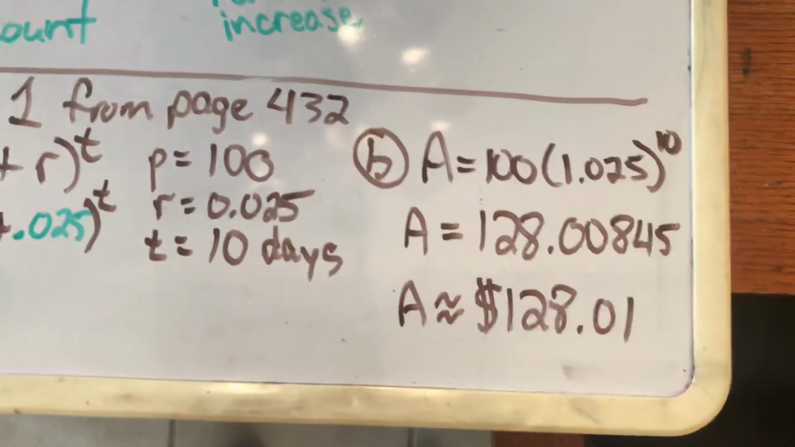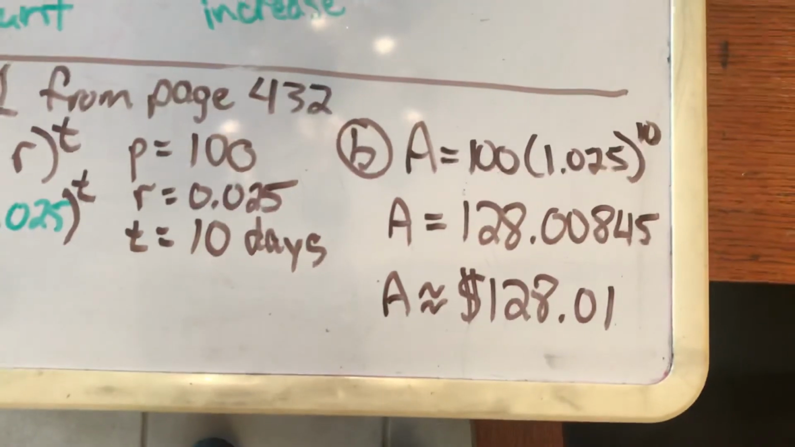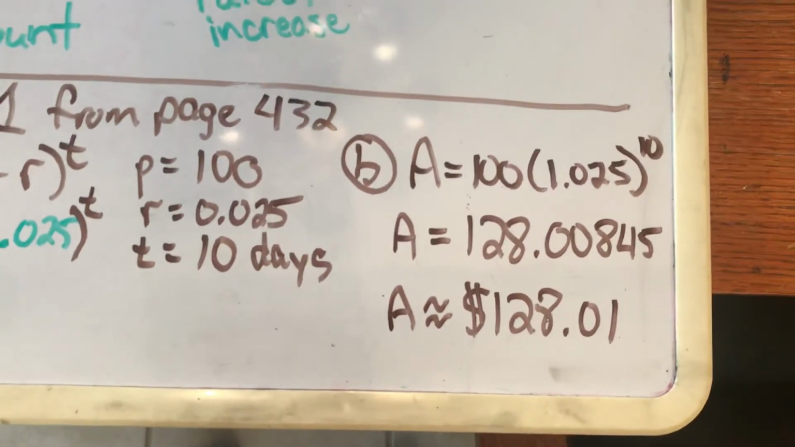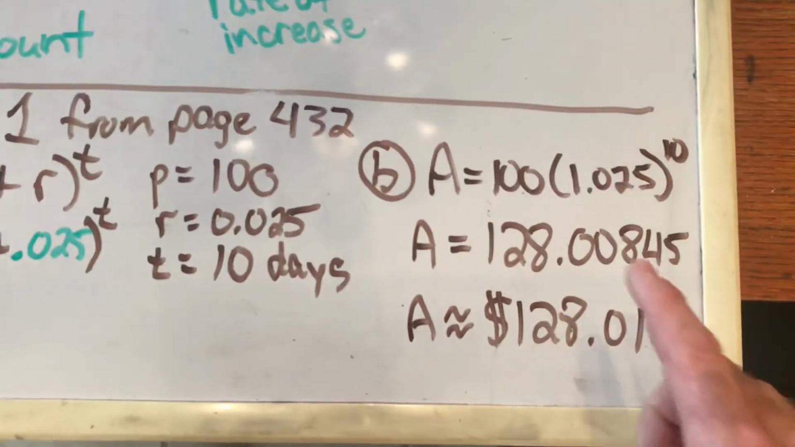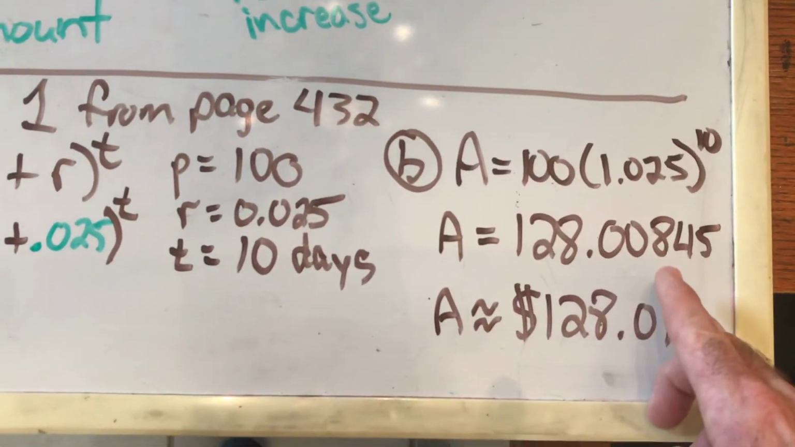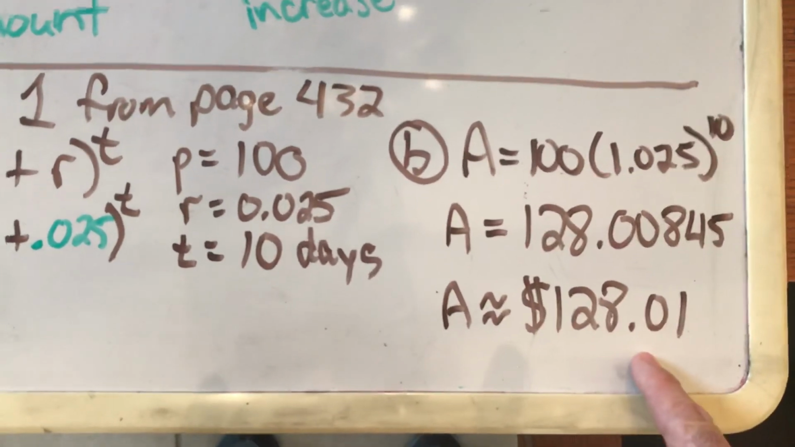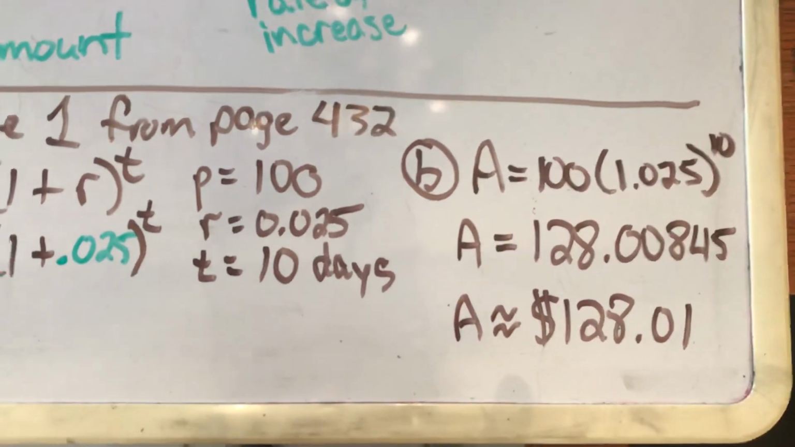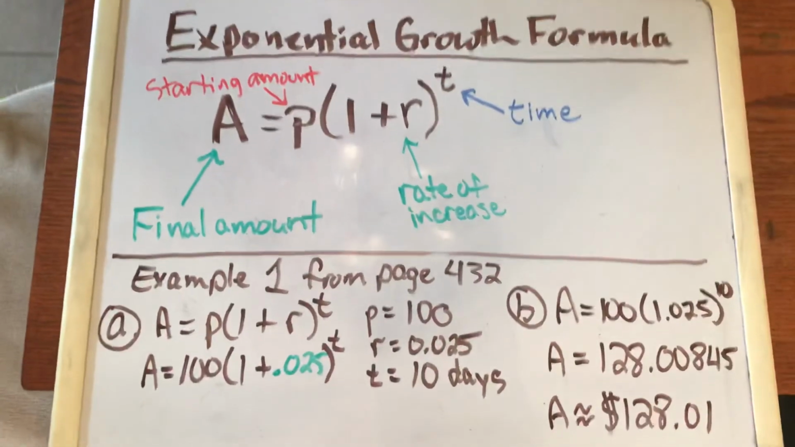128.00845. Remember, we're talking about money here, so automatically when we're doing money, we have to round to the nearest hundredth or round to the nearest cent. So 0.008, find your number, which is the 0, look next door, 5 or greater, add 1 more. So that gives us $128.01. So that's how we're going to use the exponential growth formula.